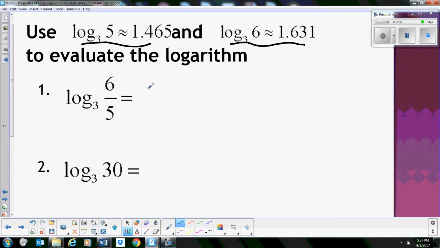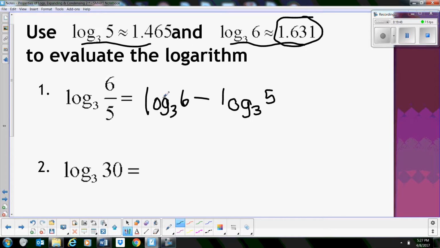So what we want to do is expand this. So we're going to take the log base 3 of 6, and we've got a quotient rule, so we're going to subtract the log base 3 of 5. Okay, at this point we can use substitution. We know the log base 3 of 6 is 1.631 minus the log base 3 of 5, which is 1.465. So now all we do is literally subtract these.